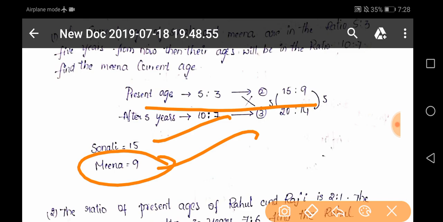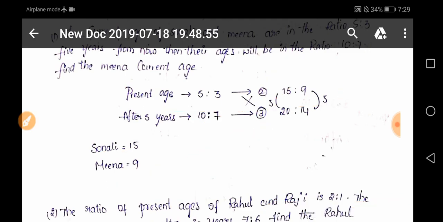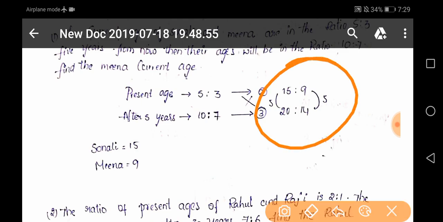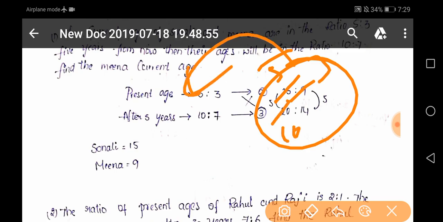You may get a doubt about why we did it like this. This is the age, and coming to this, just cancel the 3 5s and 3 3s. What did you get? 5:3, right? And here also 2 10s and 2 7s. You got this, so this is the age and this is the ratio. That is why we do it in this way.